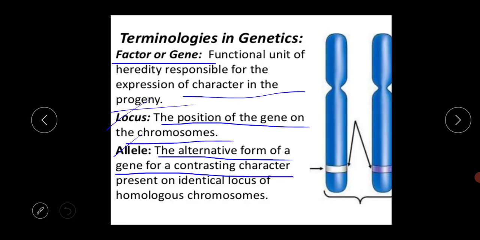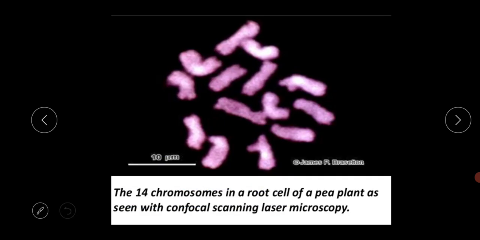So this is the basic thing about the allele, and it is present on the identical locus of the homologous chromosome. So this is one microscopic view. The 14th chromosome in a root cell of a pea plant as seen with confocal scanning laser microscopy.